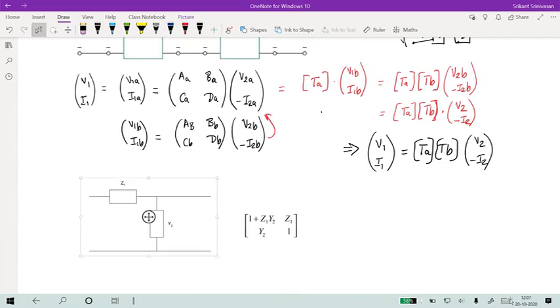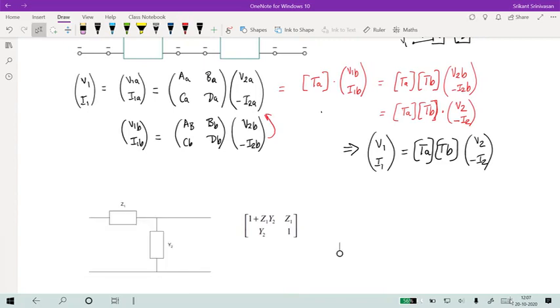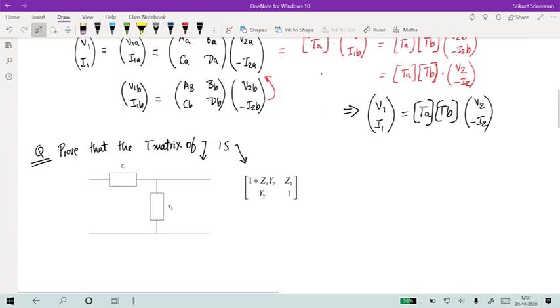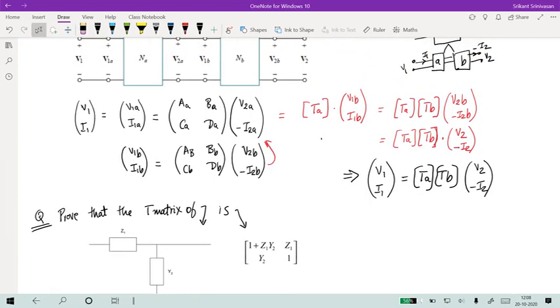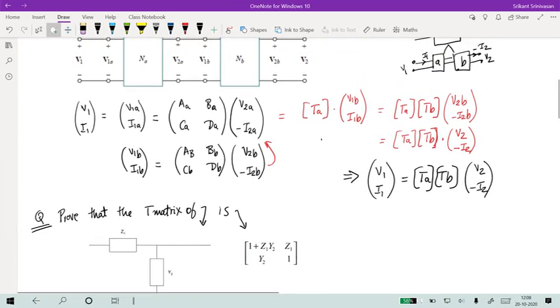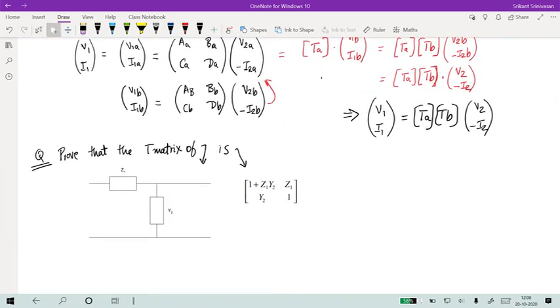Let's say that the question given to us is to prove that the T matrix of this network is this. Okay, so how do we prove it? Using the same chain rule that we had on top here. Well, you need not do it by chain rule, but since we learned about the chain rule, let's use it. So let's say there's a network A and a network B, and I want to split it into a network A and a network B.